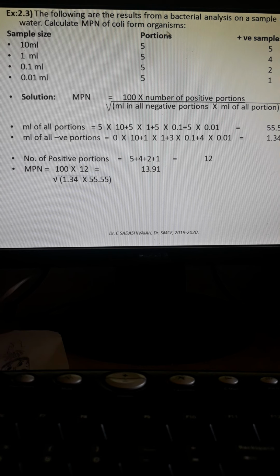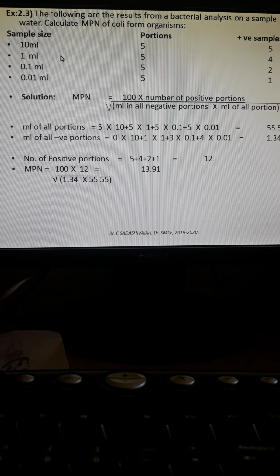Calculate the MPN of coliforms. See, sample size, portions and positive samples. In the previous example, they gave the negative samples also. Here only positive samples are given. Obviously, we can determine the negative samples also.